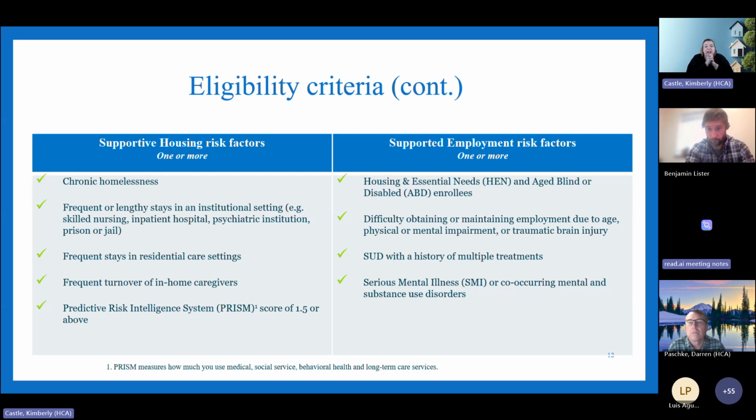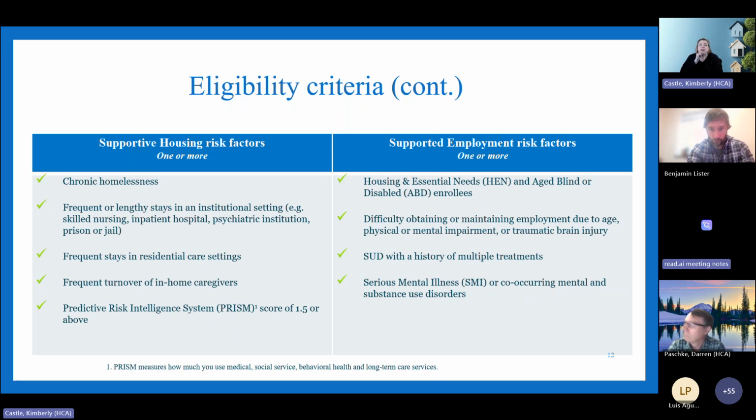Frequent stays in residential care, same thing, 2 rotations of somebody going through residential care would be eligible in a 12-month period. If you have somebody that's going through in-home caregivers, and this is 3 or more in a 12-month period. So if you have someone that really struggles with their in-home care, which I know as a direct service provider, I had lots of folks that just didn't have a good vibe with their in-home care.